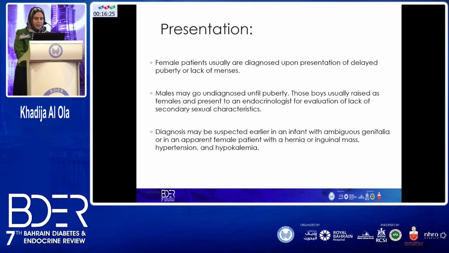17-alpha and the 11-beta. This can be presented, females usually are diagnosed upon presentation of delayed puberty or lack of menses. Males can go undiagnosed until puberty. These boys are usually raised as female and presented to an endocrinologist for evaluation of lack of secondary sexual characteristics. Diagnosis may be suspected earlier in an infant if there is ambiguous genitalia or palpable gonads, palpable testis. It's like a female genitalia with testis.